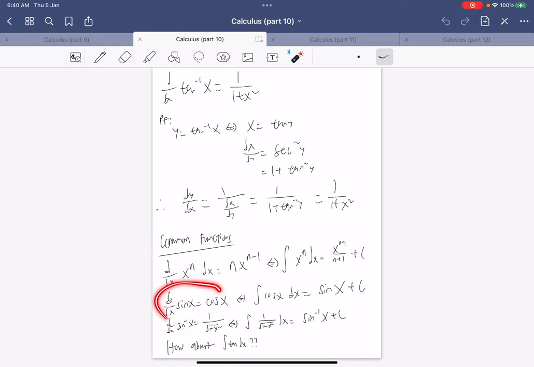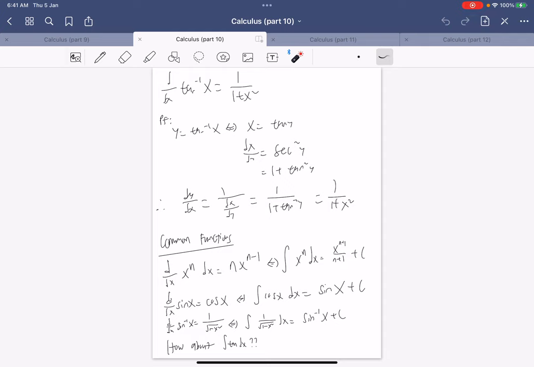Of course, the derivative of sine x is cosine x, which means the integral of cosine is sine x. I've already said about the derivative of sine inverse x. But now the question is, how do we find the integral of tangent? We know the integral of secant squared x will be tangent x, because if you differentiate tangent, you get secant squared. But how do we now integrate tangent x?